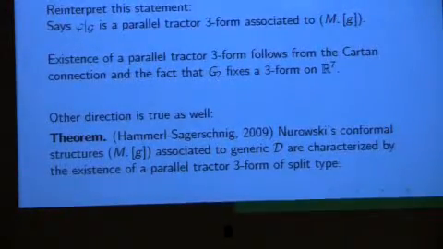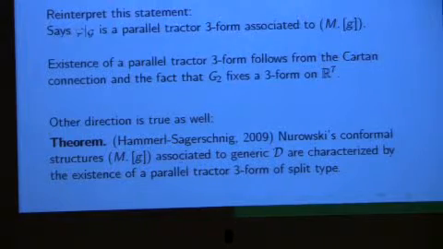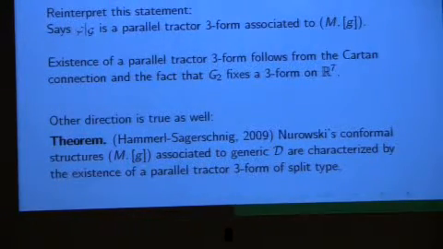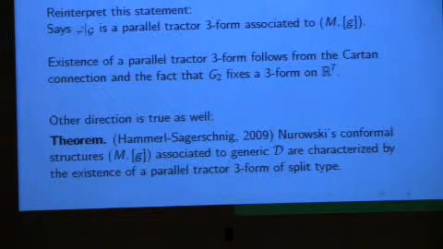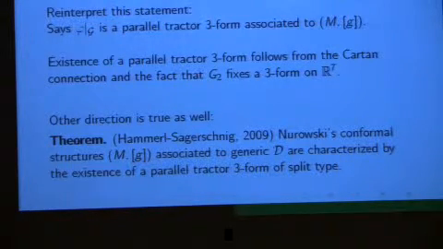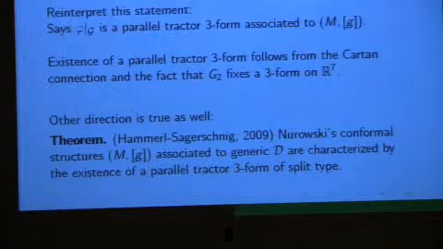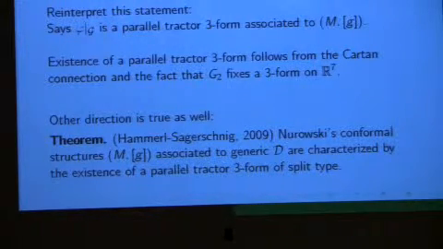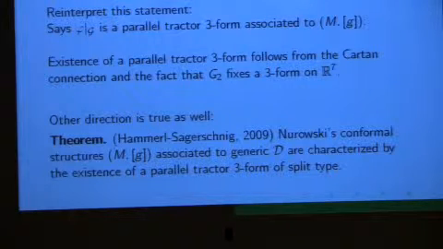Hammerl and Sagerschnig proved that the existence of a parallel tractor 3-form of split type characterizes Mirovsky's conformal structures. So if you've got a conformal structure in 7 dimensions that has such a thing, it has to have come from one of Mirovsky's. That's a very, very nice result, the opposite direction of this. All we need is the easy part, though. So that's step 1.